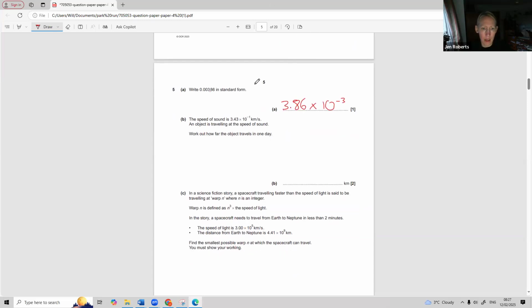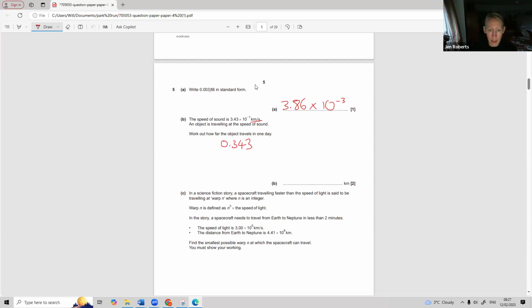Okay, the speed of sound is 3.43 times 10 to the -1 kilometers per second. An object is traveling at the speed of sound. Work out how far the object travels in 1 day. So this means it's going this distance every second, so we want to convert that to a day. If you can use your calculator in standard form, that is fine. I'm just going to convert this to an ordinary number first.